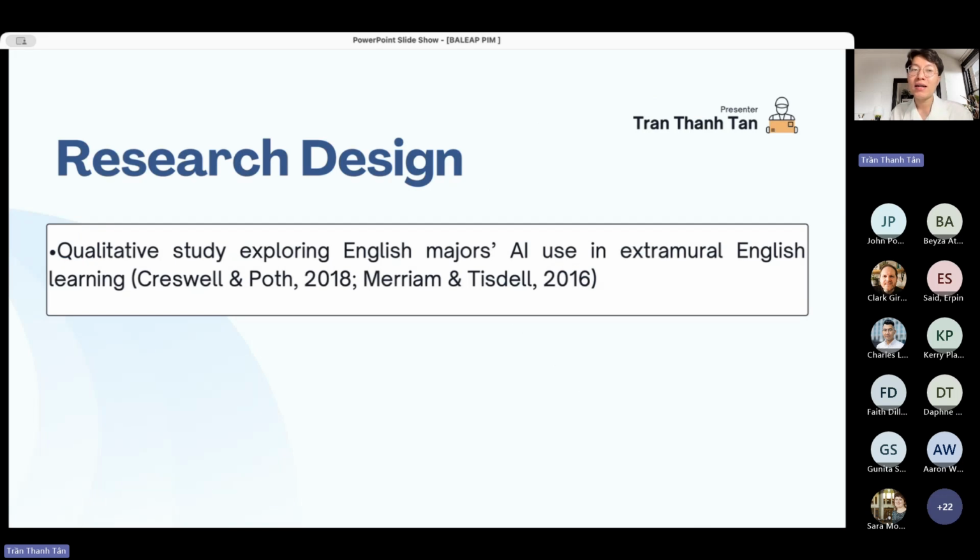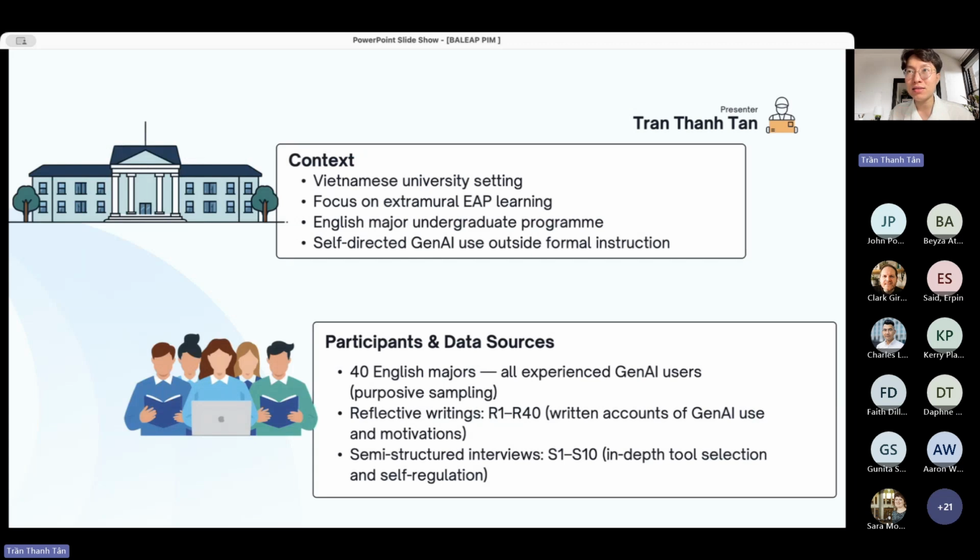As for the methodology, a qualitative research design is employed to explore English majors' AI use in extramural English learning. I collected data in a Vietnamese university setting and focused on extramural learning only for the English major undergraduate program. There were 40 English majors in this study, and I have two sources of data. The first is reflective writings from these 40 students. They submitted written accounts of AI use and shared their motivation in response to the prompts I asked them to write.